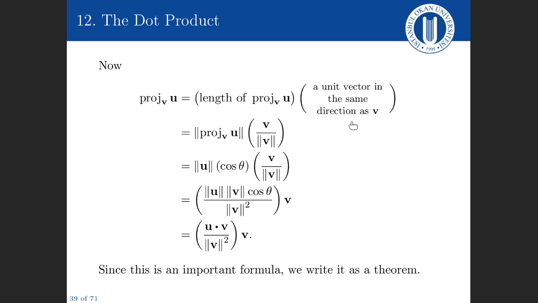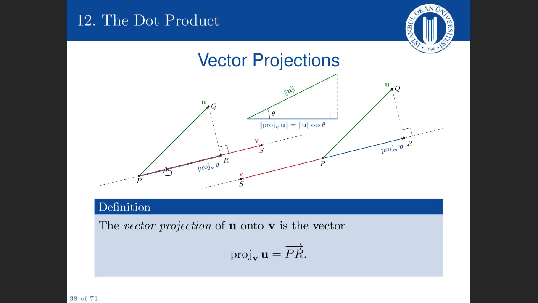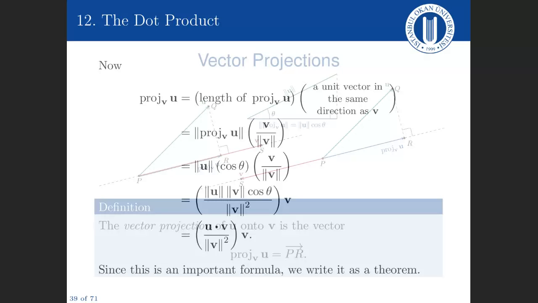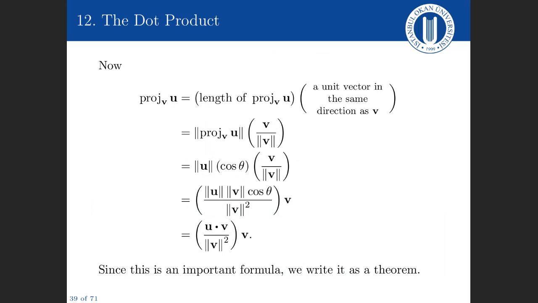And we can calculate the projection of u onto v as a number, its length, multiplied by its direction. For the direction we can use a unit vector. For the length, we use the norm. Looking at this picture now, we can see that the length of the blue vector is the norm of u cos theta. So here we are, the length of this vector is the norm of u cos theta.